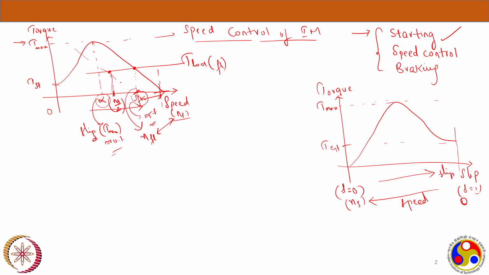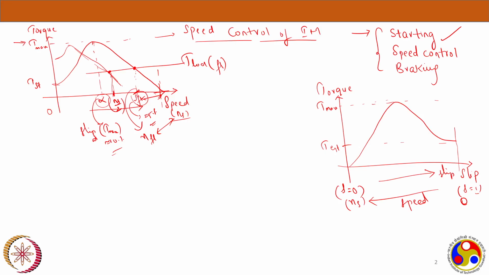Maybe I need to change my curve like this, or something like this. Is that possible? Can I change the speed-torque curve of my motor? Anybody? The answer is yes. We can supply that particular torque at any speed you require, maybe half of N_s, or some other speed, some x speed you want. We can do that, but we need to do some modifications to our motor.